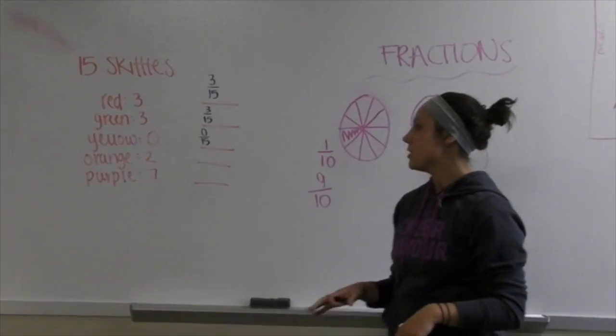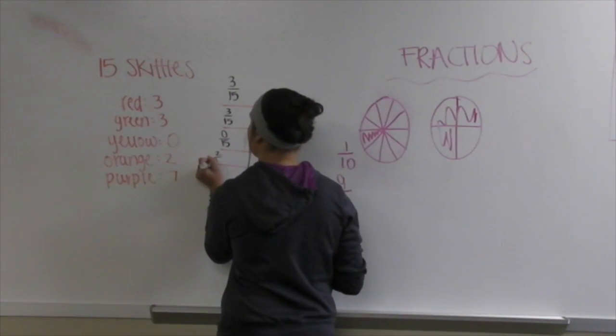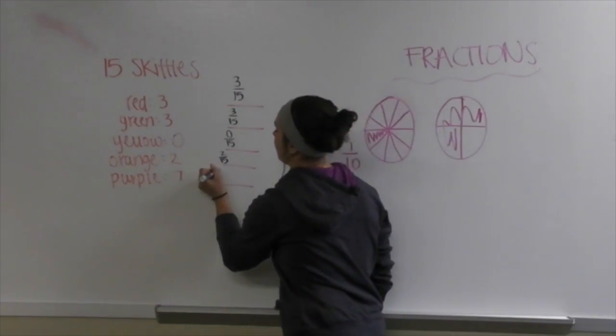Now I'm looking at orange. So I have 2 out of 15 of my Skittles that are orange. So 2/15. And purple. So I have 7 Skittles. So I'd have 7/15 of my Skittles purple.